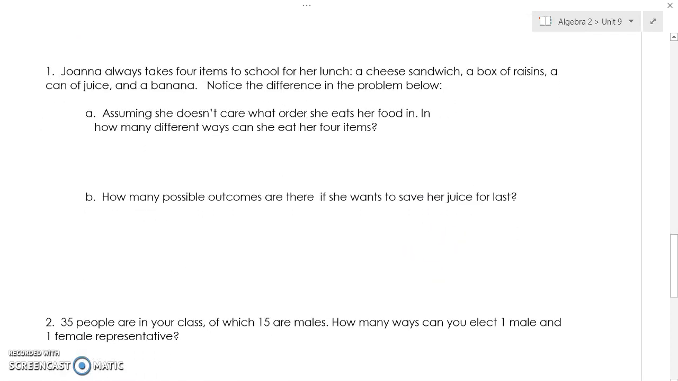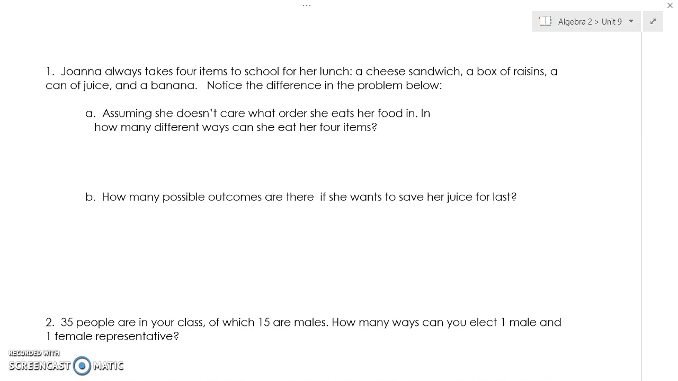So it says here in this problem, Joanna always takes 4 items to school for her lunch: a cheese sandwich, a box of raisins, a can of juice, and a banana. Sounds like a pretty healthy lunch. Notice the difference in the problem below. Assuming she doesn't care what order she eats her food in, how many different ways can she eat her 4 items?